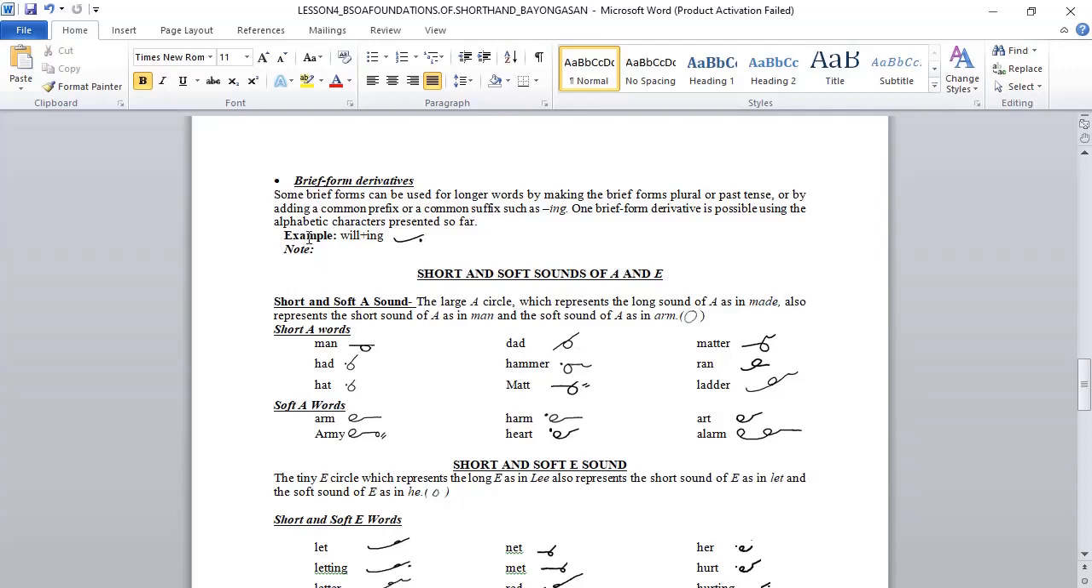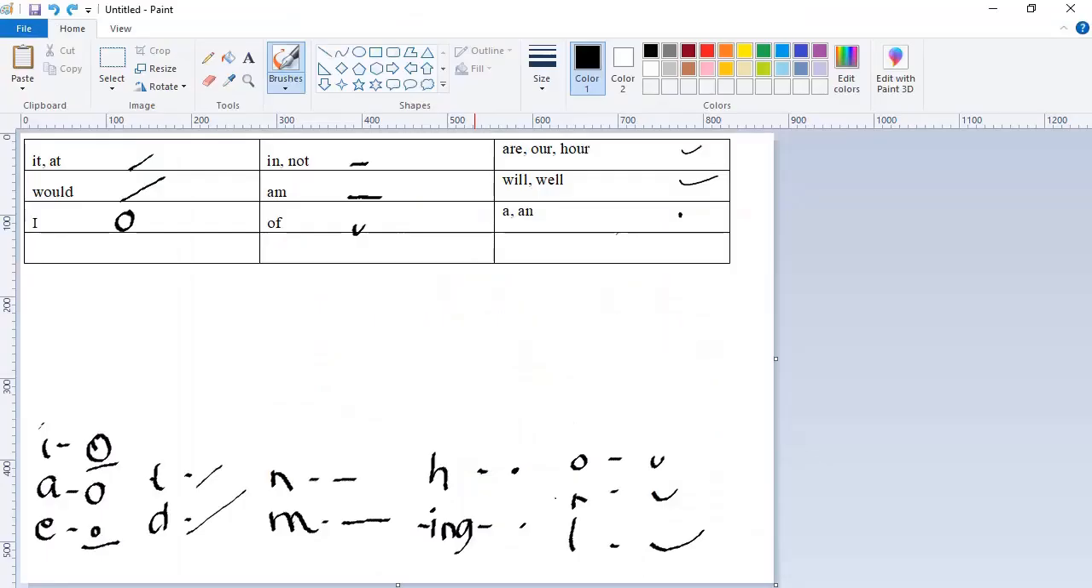Oh, meron pa pala tayong tinatawag na brief form derivatives. So what is brief form derivatives? Ito yung mga words that are formulated from, parang yung root word ng mga words na to ay ang ating mga brief forms, di ba? Ito yung mga brief forms. It, would, I, in, not, etc., etc. Yan yung mga brief forms natin.